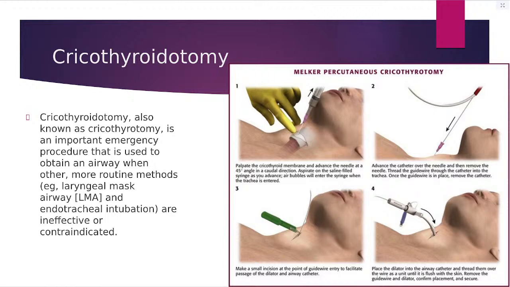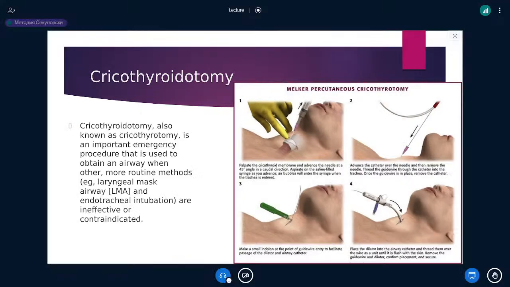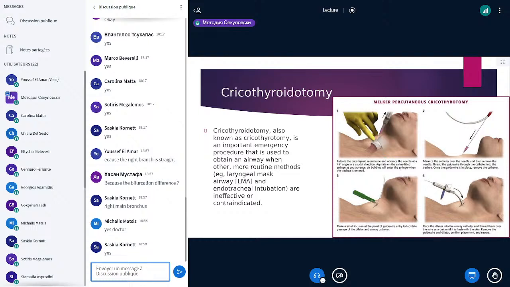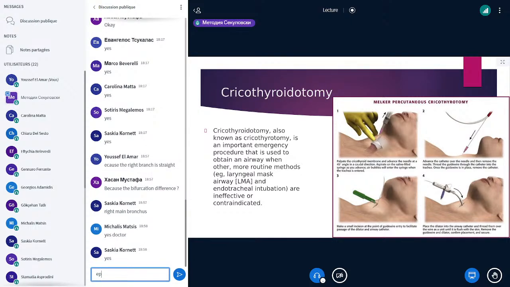Okay, and what is the cricothyroidotomy? This is an emergency and very important procedure. If you have edema of Quincke, do you know what edema of Quincke is? Michalis, sorry, when you have edema of Quincke, turn on your microphone.